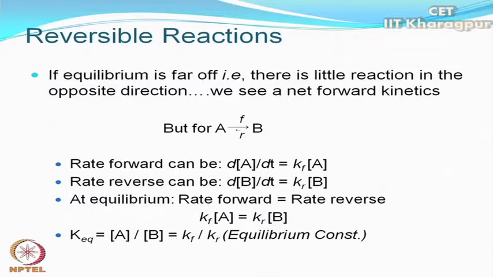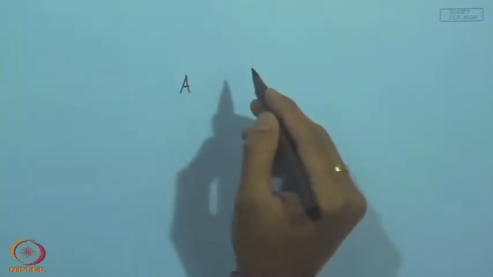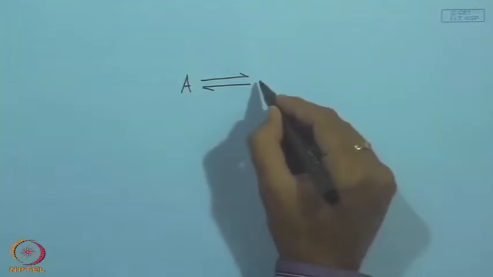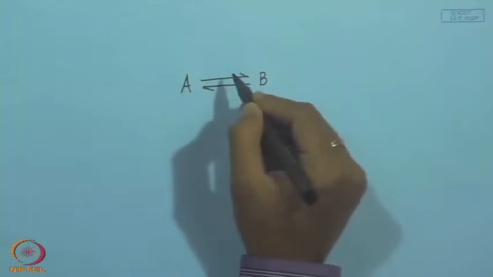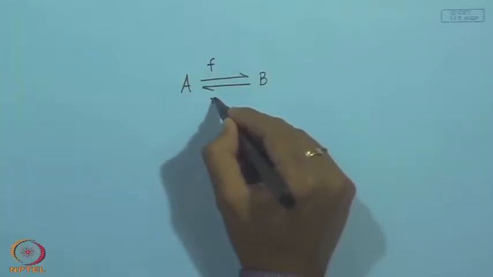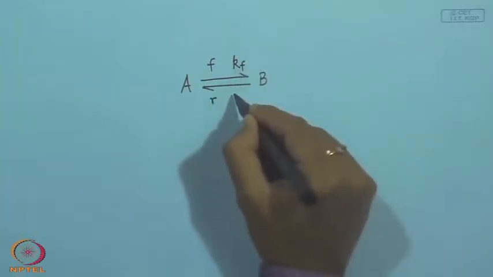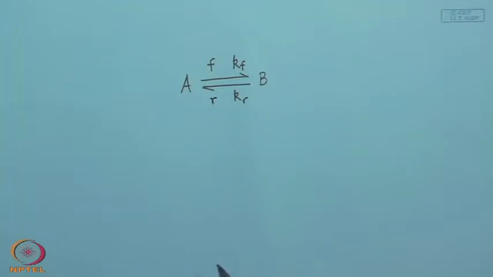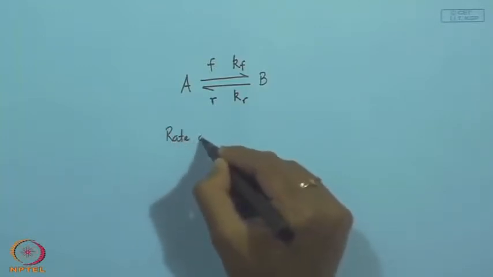But if we think of a reaction like this, where it is not far from equilibrium, maybe close to equilibrium, there is a net back reaction. And if in both directions the reaction is of first order kinetics, that is, it is a forward reaction, and say this is your reverse reaction, and corresponding rate constants are K f and K r. Then what can you write?